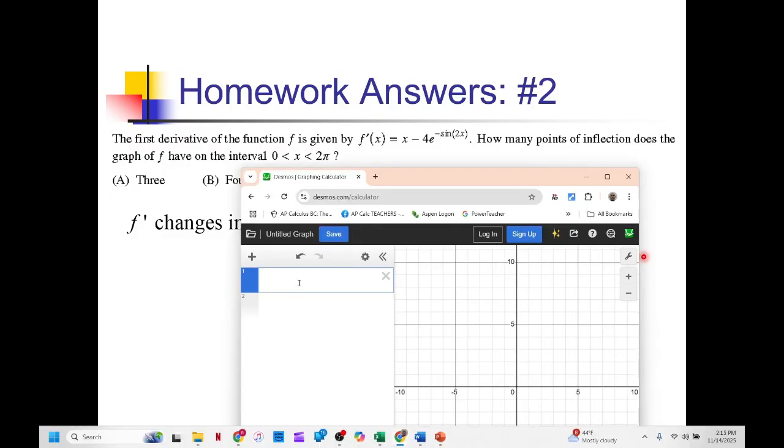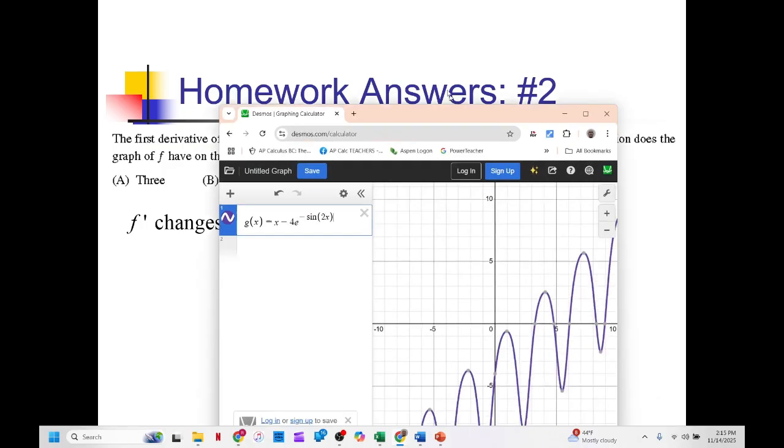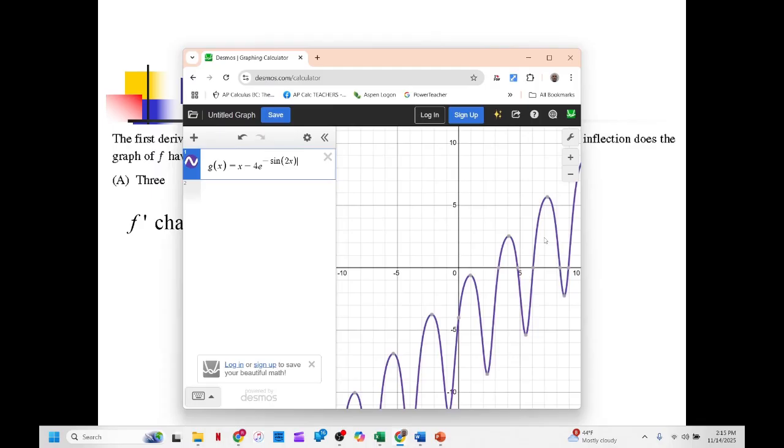So here I am on Desmos, and to graph this, I'm just going to call it g. It doesn't like primes when you put them in without anything to put a prime on. And we've got g of x equals x minus 4e exponent, and then a negative sine of 2x. And that looks like an interesting graph there. Now we want to look at this on the interval from 0 to 2 pi.